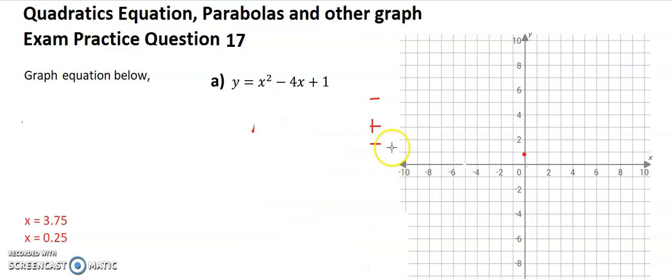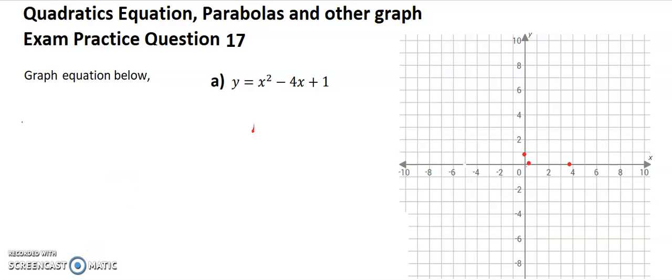So now, because I've got those, that's going to help me out. So that means I know I've got 1 right here, and I've got 1 at 3.75. Okay. The next thing I want to do is find my turning point.